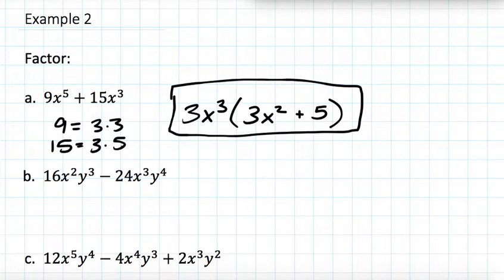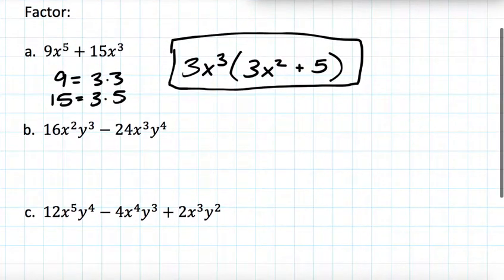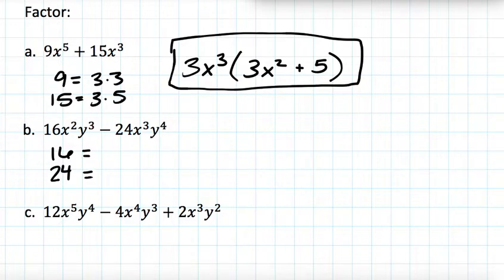Part B, same thing, only this time I have 2 variables. So start with the numbers, 16 and 24. Sometimes, if you're just thinking of numbers, you might not think of the biggest number right away. For example, I know that 16 is 4 times 4, and I know that 24 is 4 times 6. This shows me that they have 4 in common, but when I look at 4 and 6, both of those can be divided by 2.